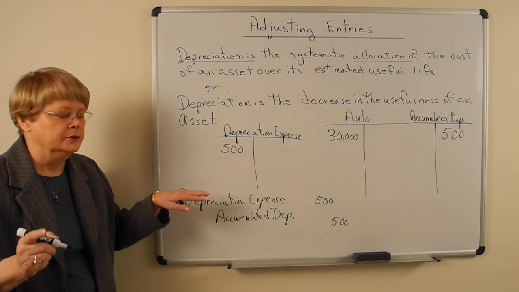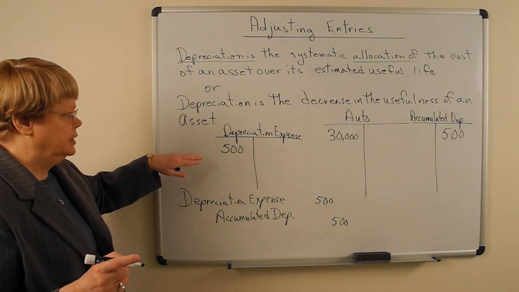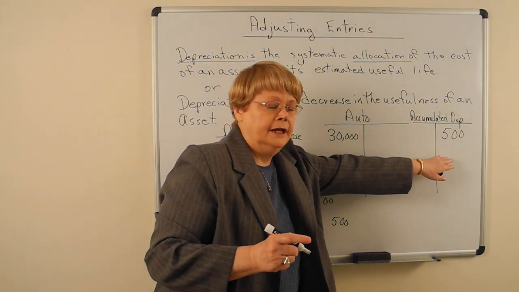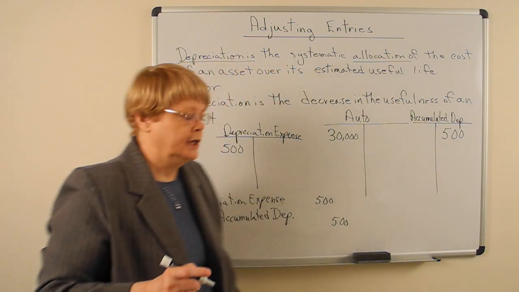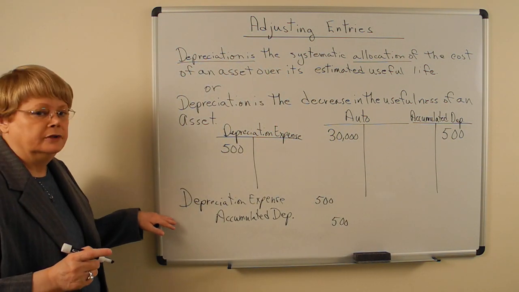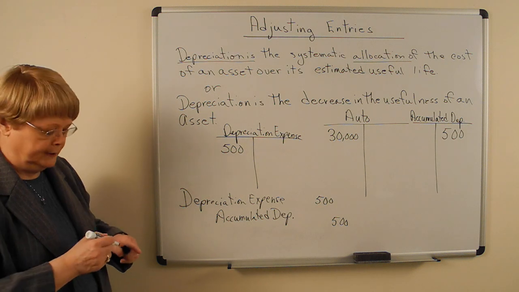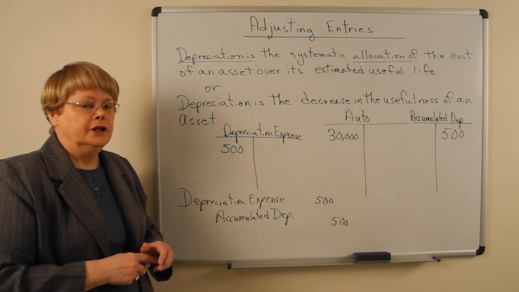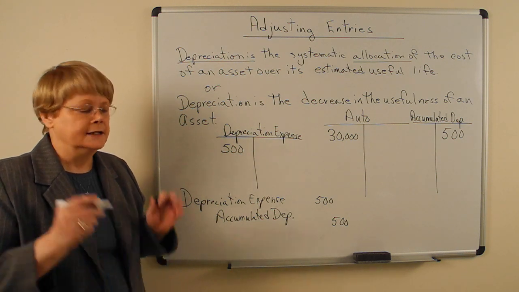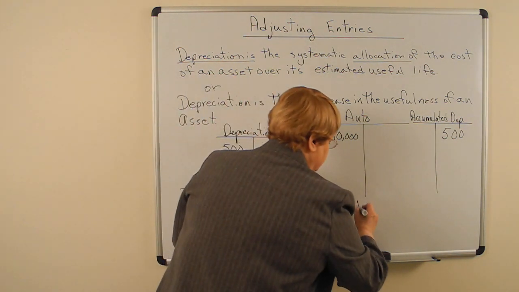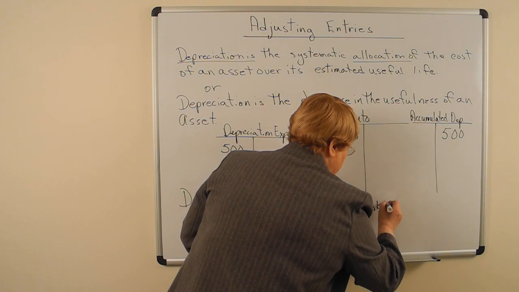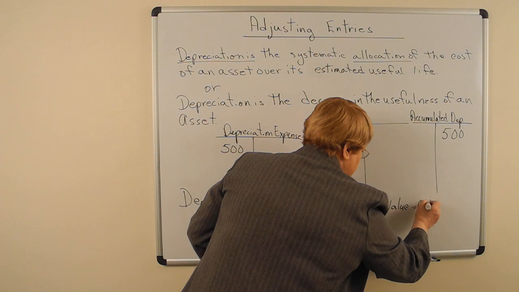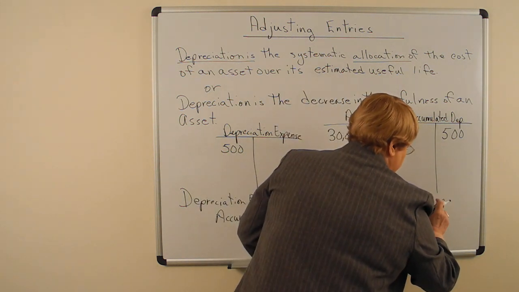There is one more thing I want to do with that though. And the entry here then is a debit to depreciation expense in T account form, a credit in accumulated depreciation in T account form, and here is your entry in journal form. Okay? Now that's the adjusted entry. What actually goes on the financial statements is what we call book value. And the book value is simply the difference between the cost minus the accumulated depreciation.